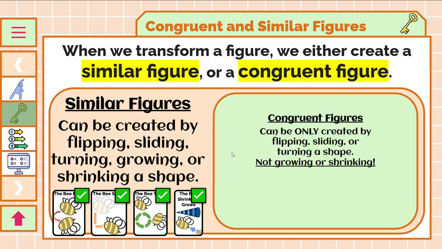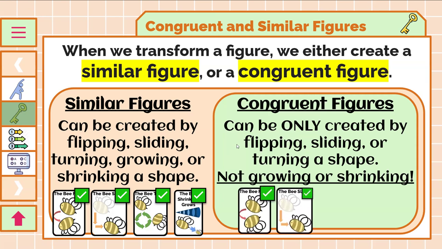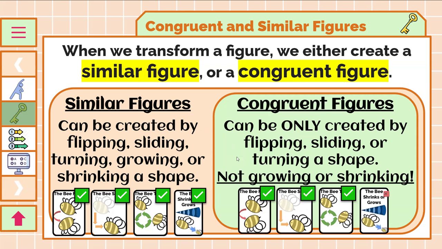Now, within that, we have congruent figures. Congruent figures can be only created by flipping, sliding, or turning a shape, not growing or shrinking. Because the idea of a congruent figure is the shape itself does not change in size. So again, flipping or reflecting a shape makes a congruent figure. Sliding or translating a shape makes a congruent figure. Turning or rotating a shape makes a congruent figure, but shrinking, growing, or as we call it, dilating a shape does not make a congruent figure. It changes the size. It means it's no longer the same size shape.